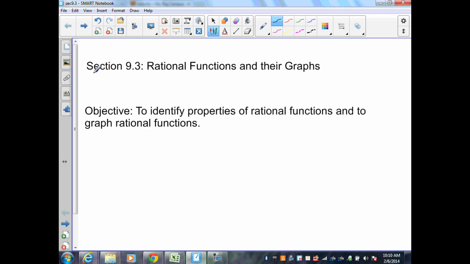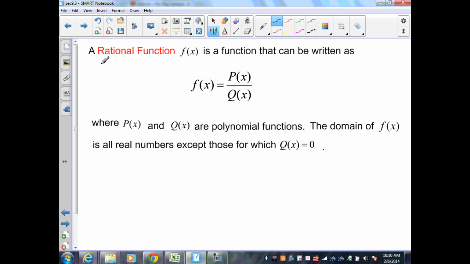Section 9.3, Rational Functions and Their Graphs. A rational function f of x is a function that can be written as f of x equals p of x over q of x, where p of x and q of x are polynomial functions. The domain of f of x is all real numbers except for those for which q of x equals 0. And we know when our denominator becomes 0, our function becomes undefined.